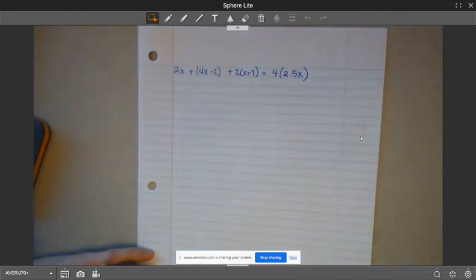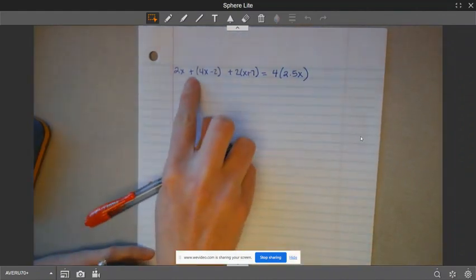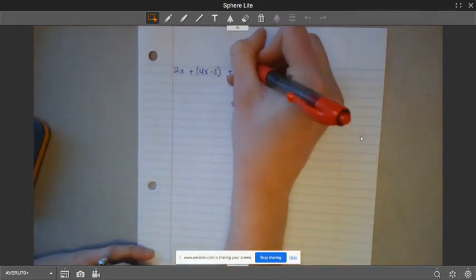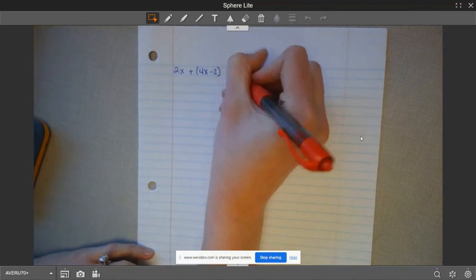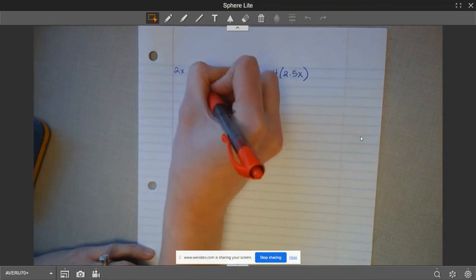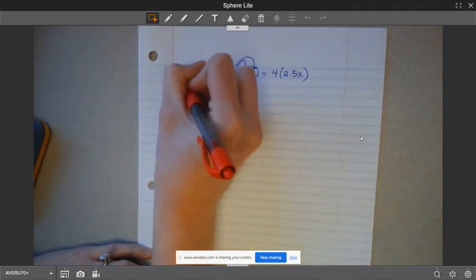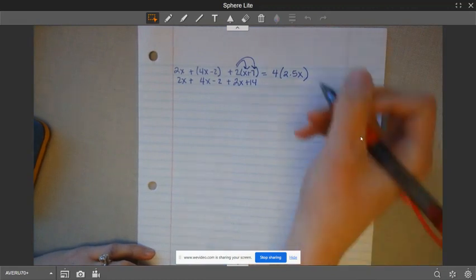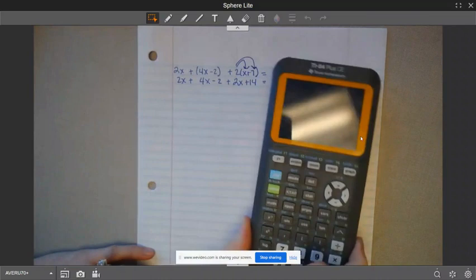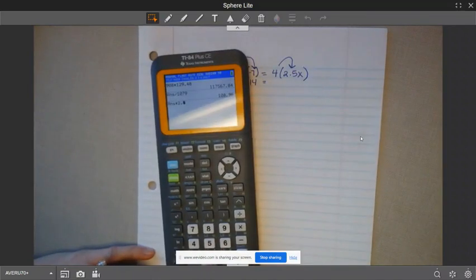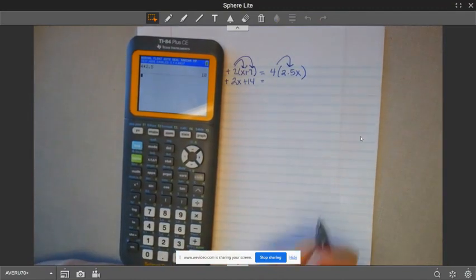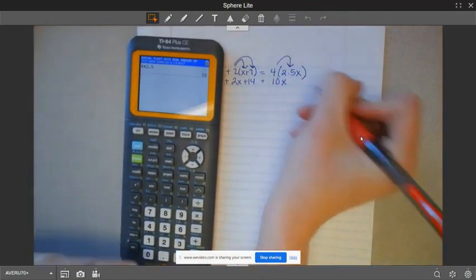All right, the first thing I'm going to do is distribute. There's nothing to distribute here, so I can basically ignore the parentheses, but I can distribute my 2. So 2 times x is 2x, 2 times 7 is 14, and I bring everything else on this side down. We have 4x minus 2 plus 2x. I can also distribute on this side. I have 4 times 2.5x. In my calculator, 4 times 2.5, I get 10, so this is 10x.